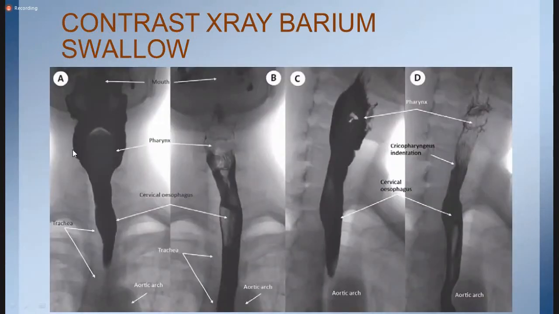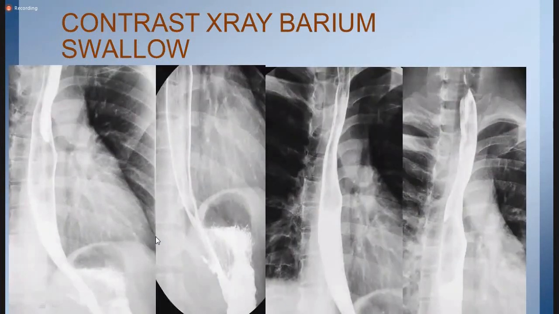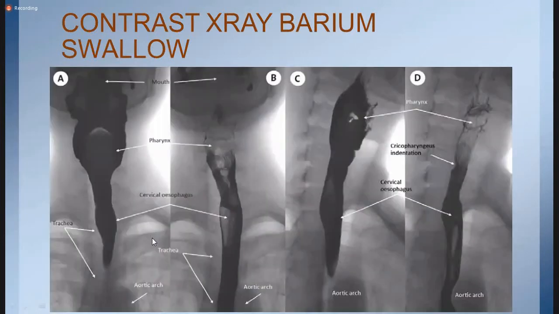Here we have anatomical structures outlined. This is called pharynx, and this is trachea, the white. This is an inverted barium swallow examination. The previous one had barium in white color, but here we have barium in black color. This is an inverted barium swallow examination, demonstrating the pharynx.